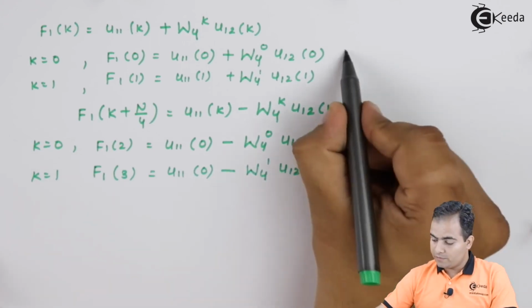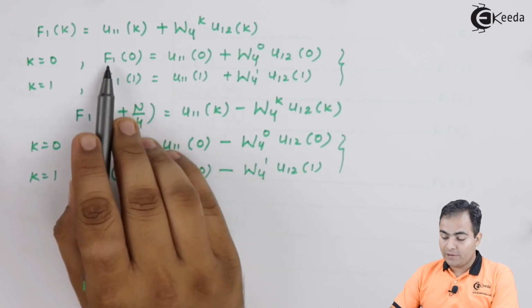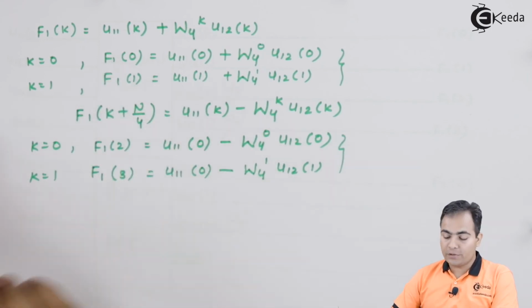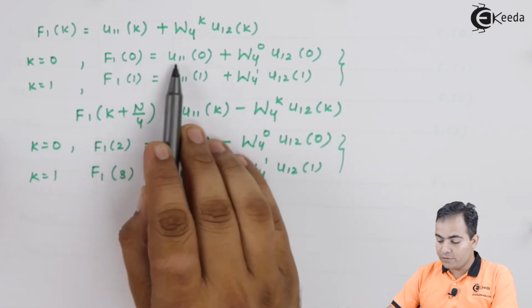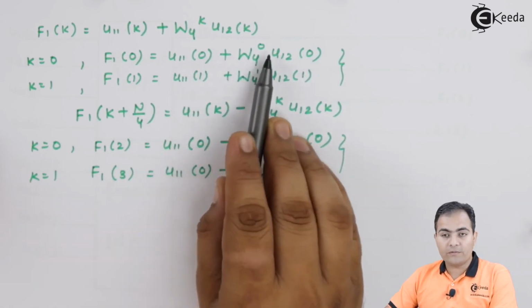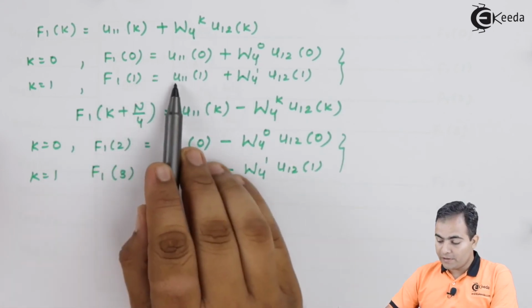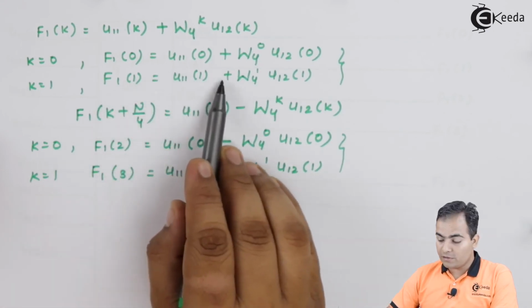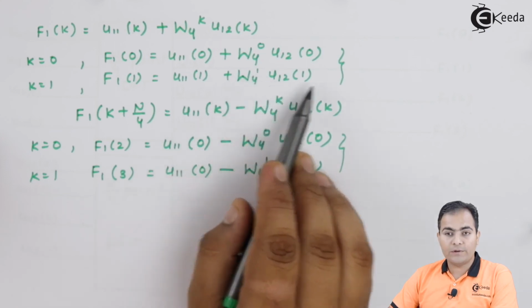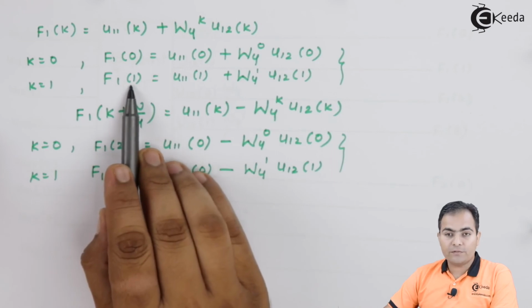Now from these two equations I'll draw the first part of the DFT. Now f1 of 0 is achieved, or you can get the answer by just adding u11 of 0 plus the product of u12 of 0 with omega 4 to the power 0. And f1 of 1 is obtained by adding u11 of 1 with the product of omega 4 to the power 1 and u12 of 1.